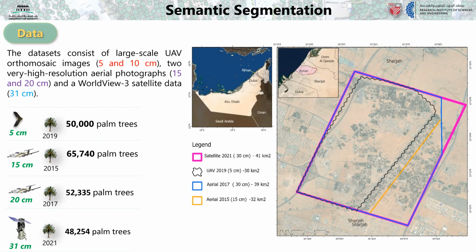Of course, having sufficient and high quality ground truth data is essential for deep learning models. So we have comprehensive training data from these different datasets. In the UAV dataset alone, we have about 50,000 date palm trees. And in the satellite data, we have almost 48,000 date palm trees.